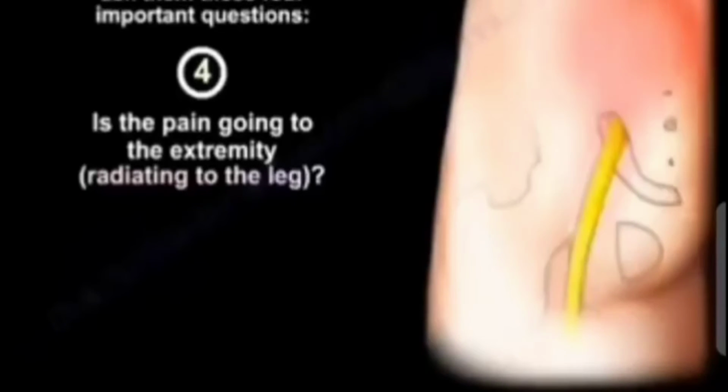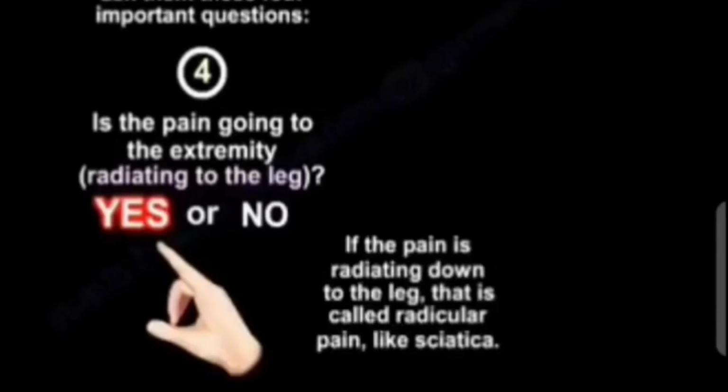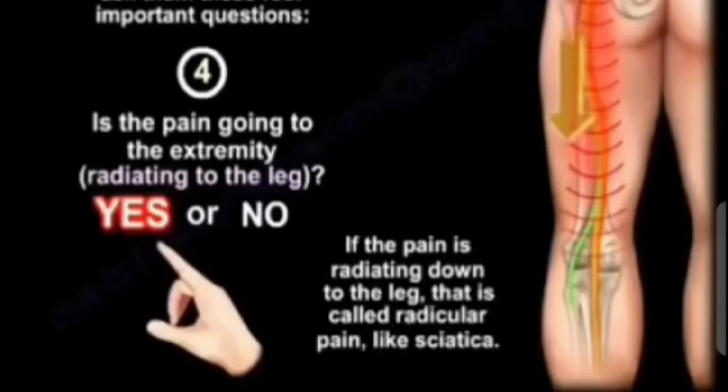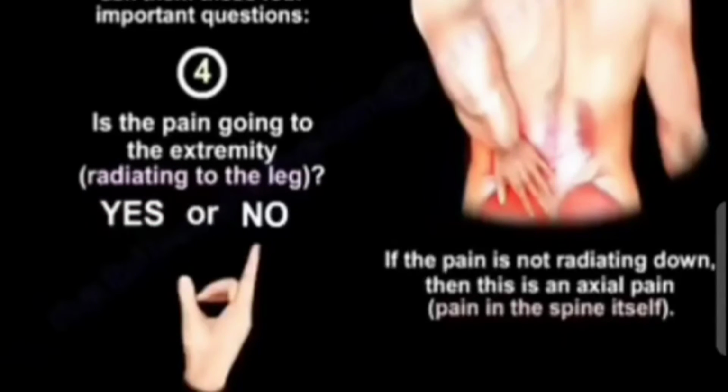And the fourth question, is the pain going to the extremity? Is it radiating down to the leg or not? If the pain is radiating down to the leg, that's called radicular pain, like sciatica. If it is not radiating down, that's an axial pain. That's pain in the spine itself.